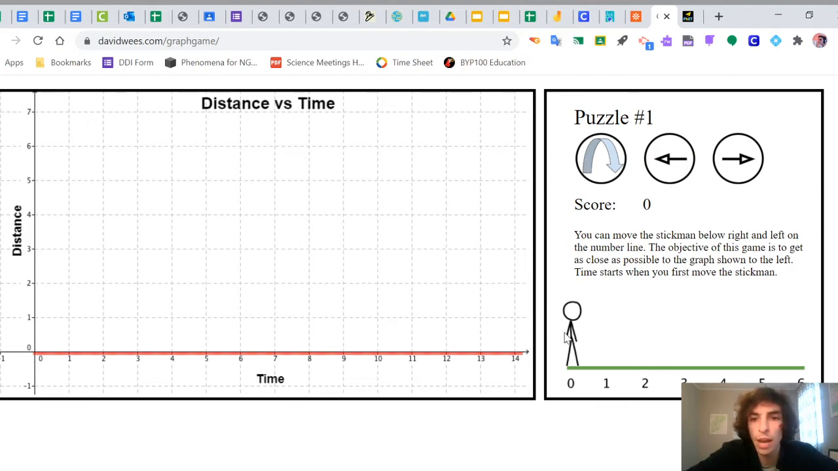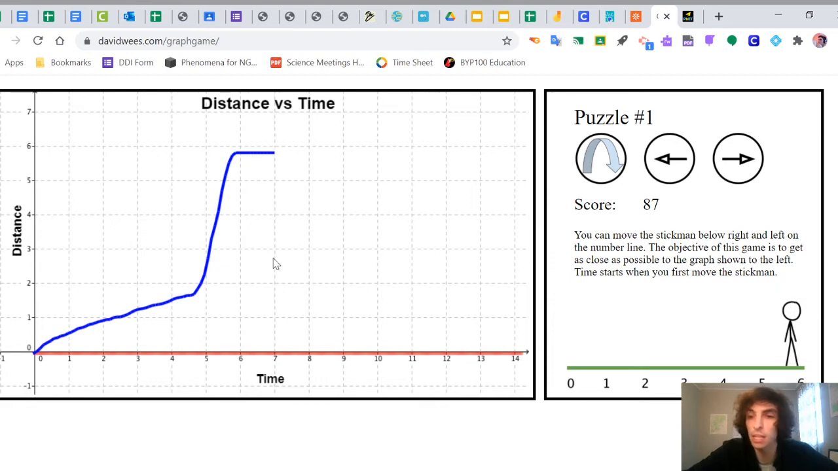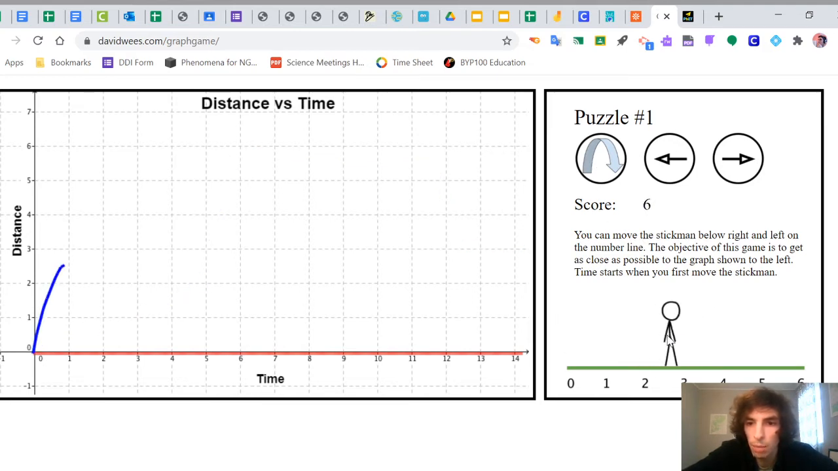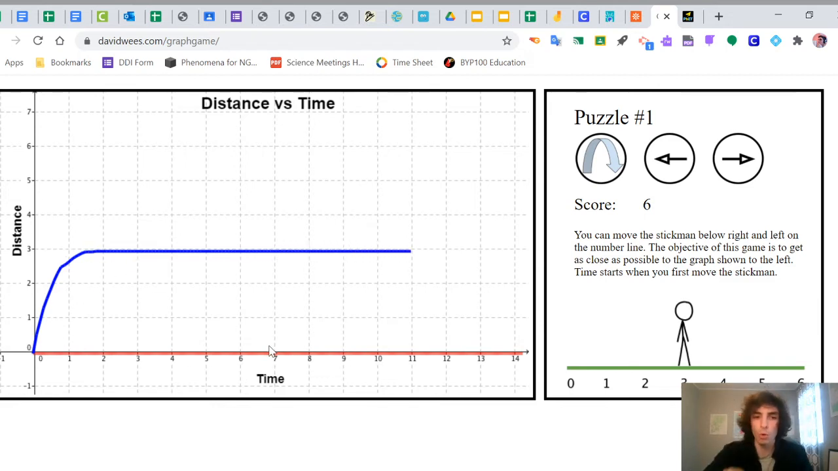And maybe an even better illustration of this is this one. If I have this little stick figure here, notice when I move him slowly, the line is kind of shallow. And then if I move really quickly, the line is going to get really steep. Now notice also that when I'm not moving this stick figure, let's reset this. If I just bring them out to 3 meters, right around 3, their position is staying right at 3. Time continues to move though.